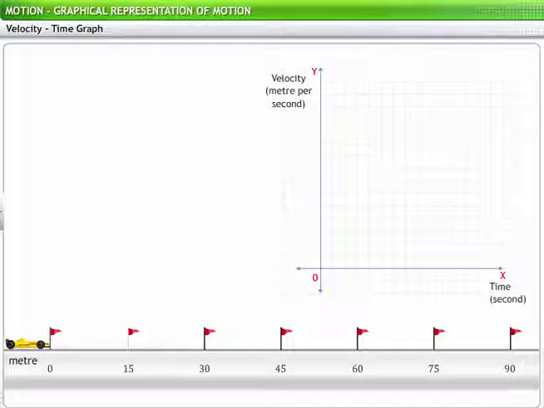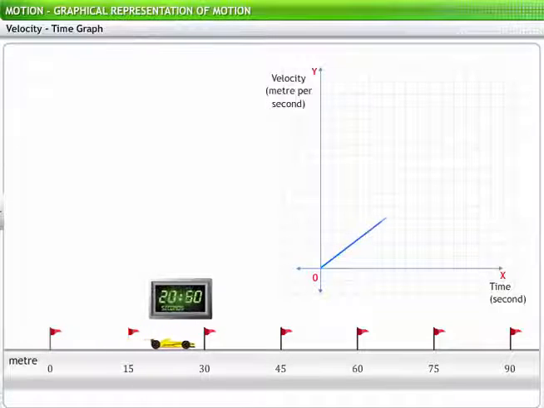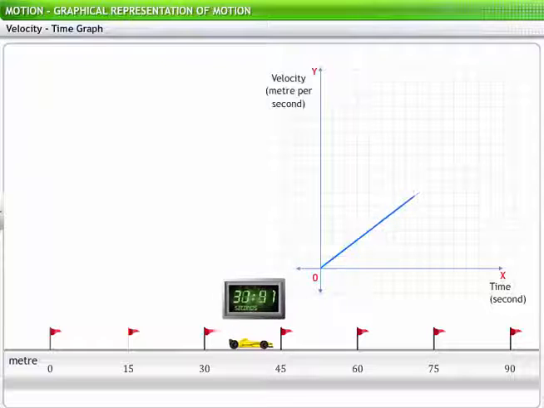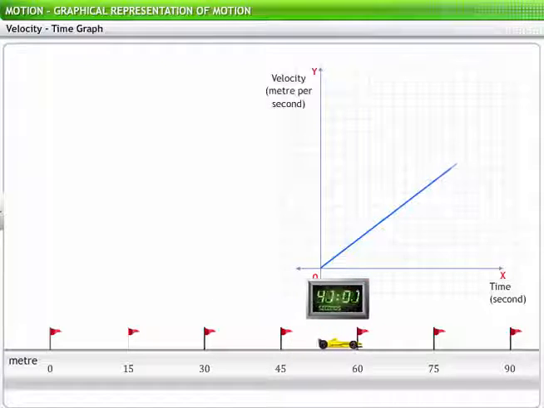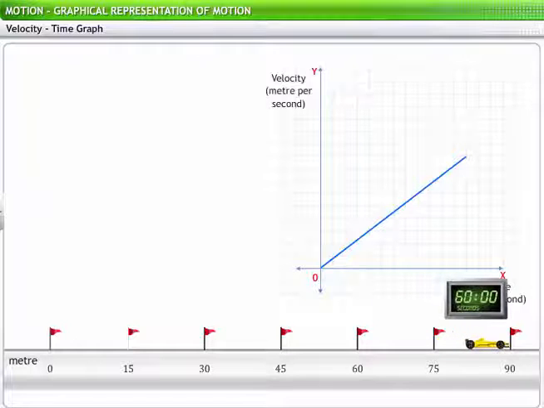Like the distance-time graph, the variation in velocity with time for an object moving in a straight line can be represented by a velocity-time graph. In a velocity-time graph, time is taken on the x-axis while velocity is taken along the y-axis.